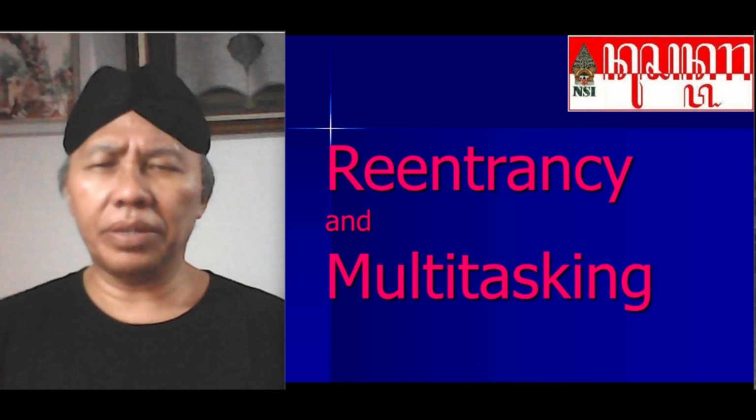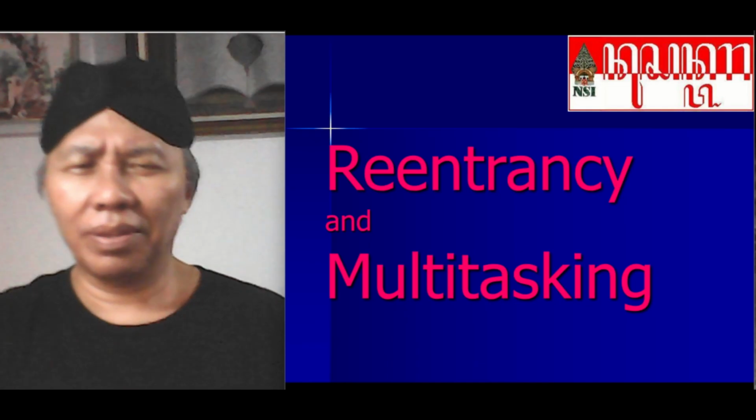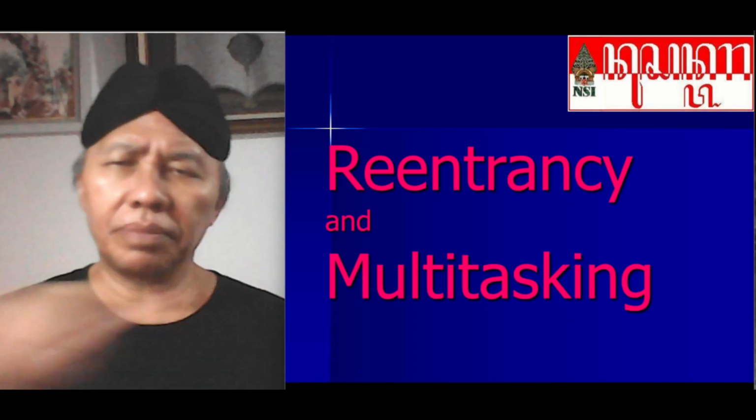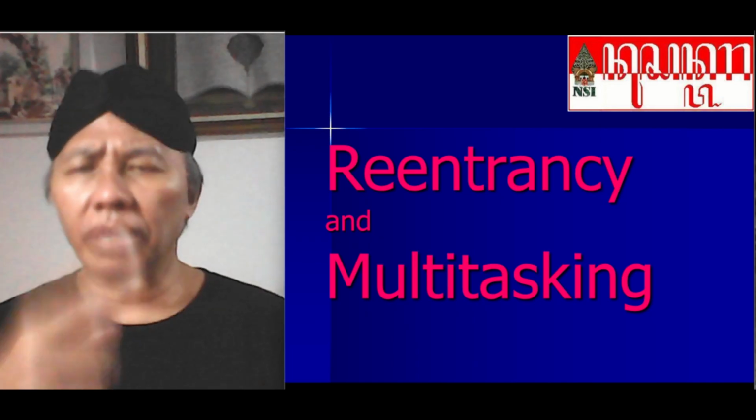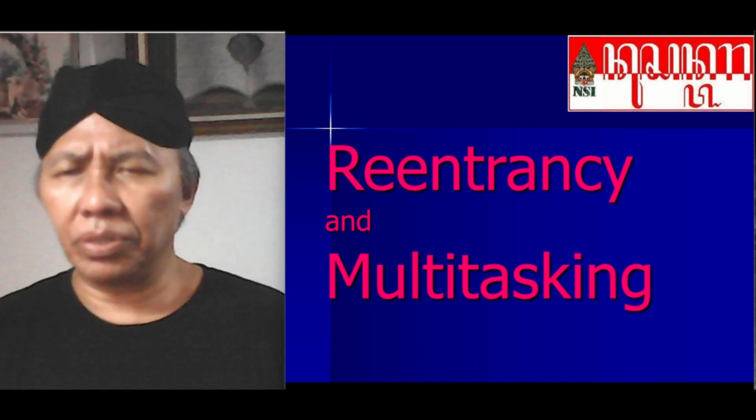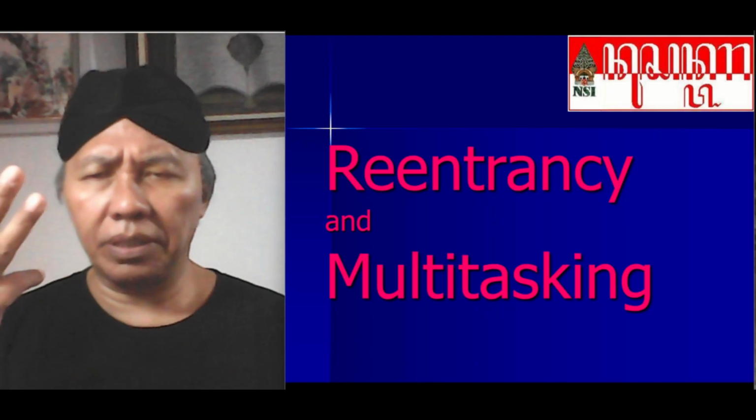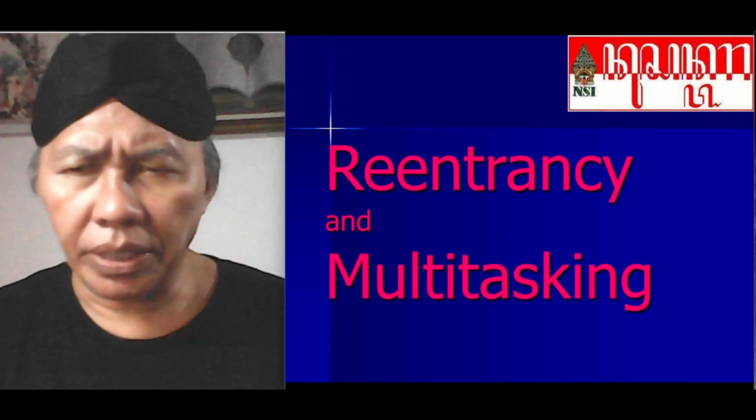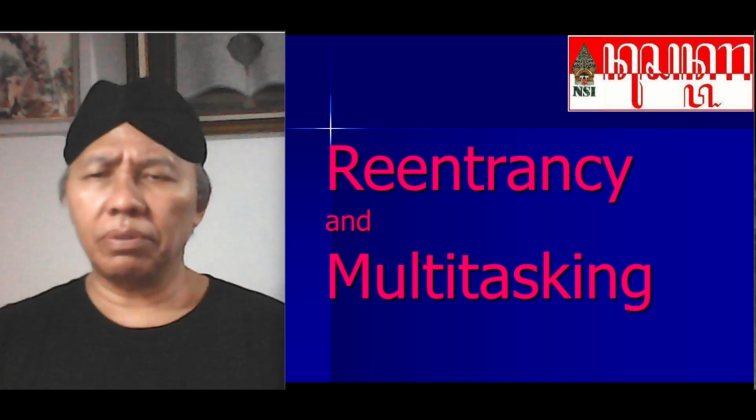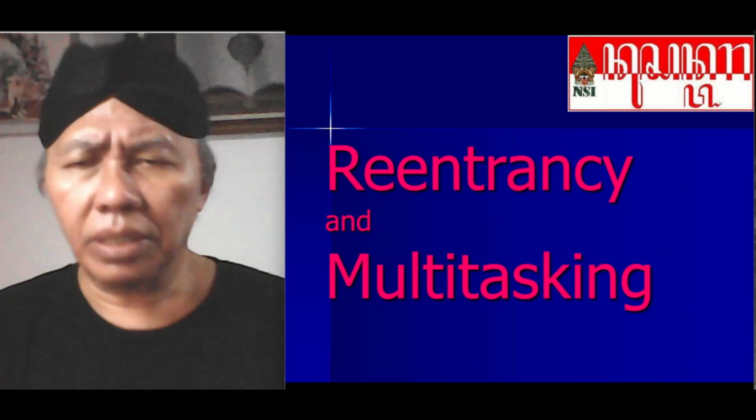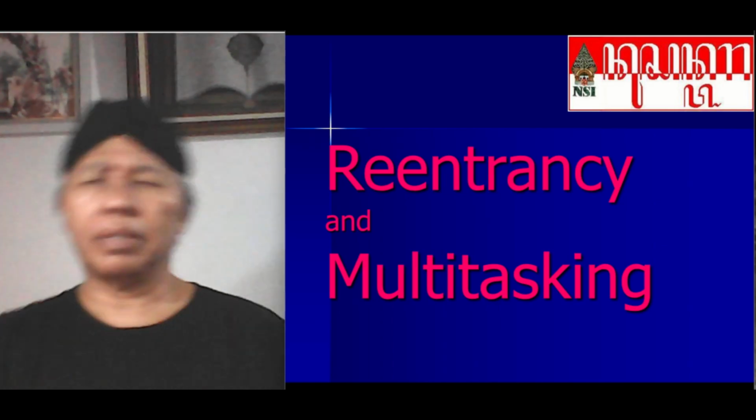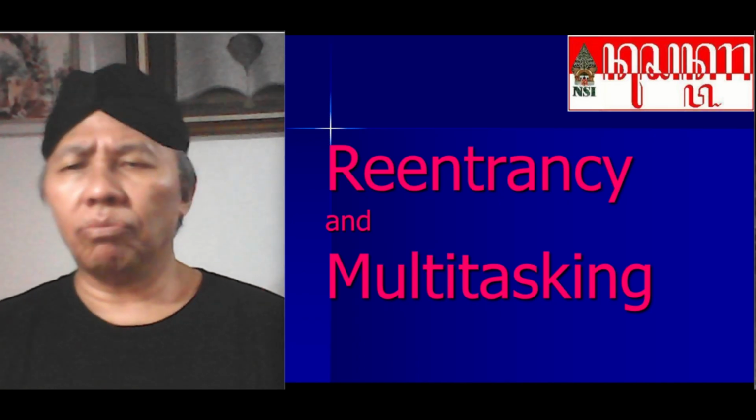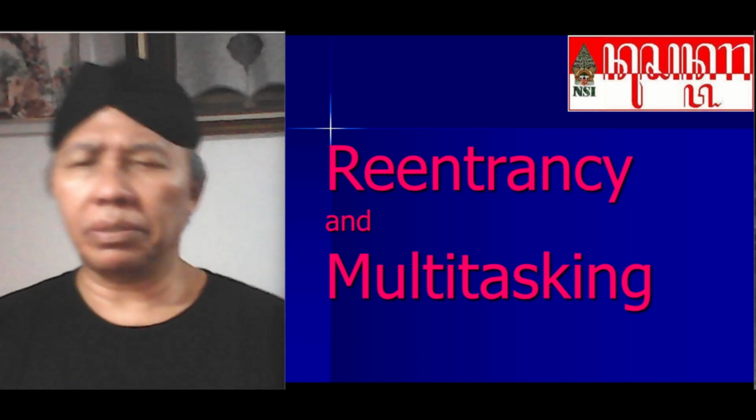Our topic today is reentrancy and multitasking. Talking about this means talking about system performance. And talking about system performance, we must know there are three major factors that affect the system performance. Number one, processing power or CPU. Number two, memory. And number three, input output, IO. Any deficiency in one of those three factors will certainly decrease the system performance.